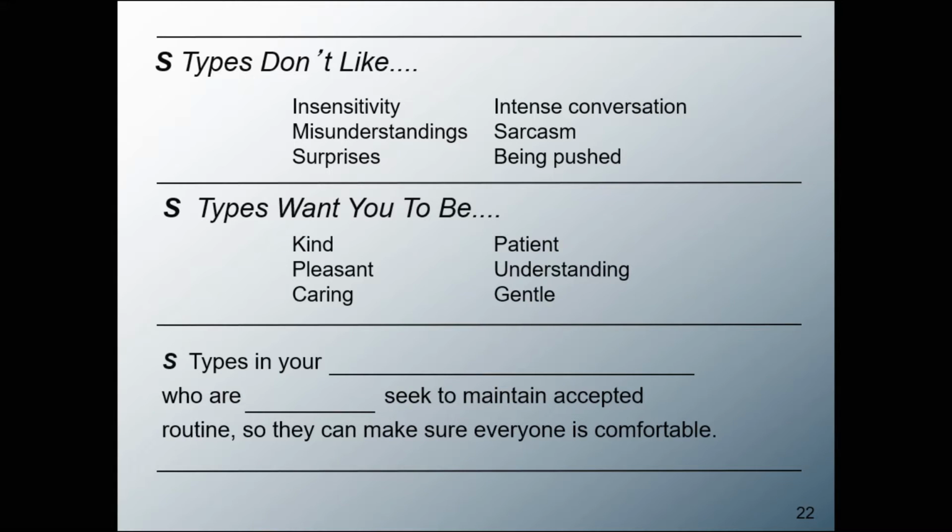They like you to be kind and pleasant and caring and gentle. So in summary, S-type personality who are supportive, they seek to maintain accepted routine so that they can make sure that everyone is comfortable.